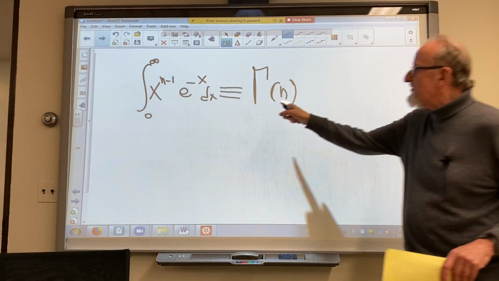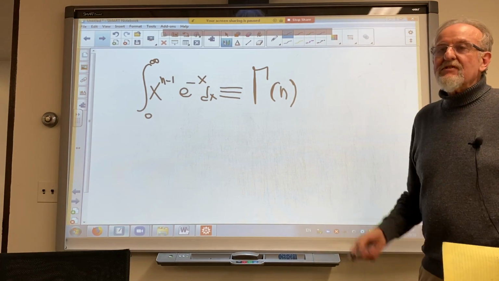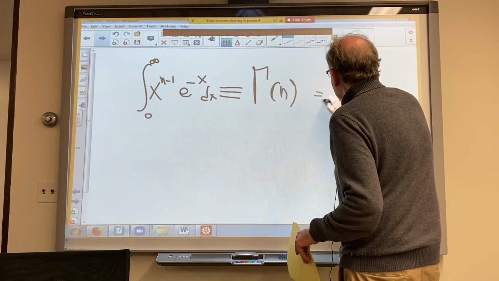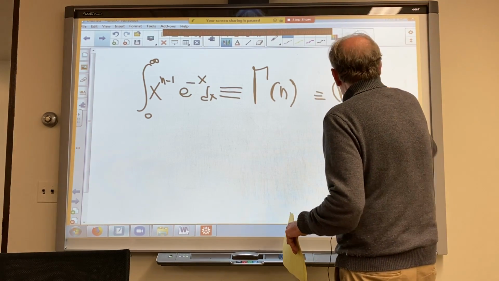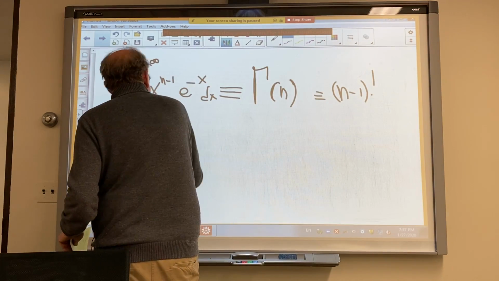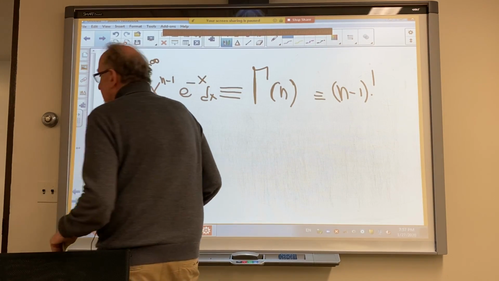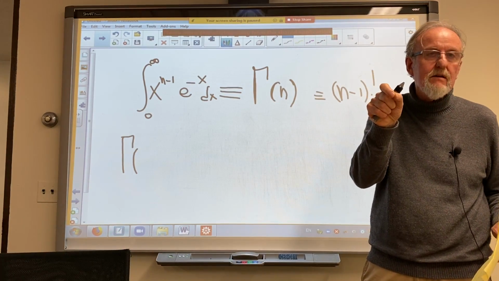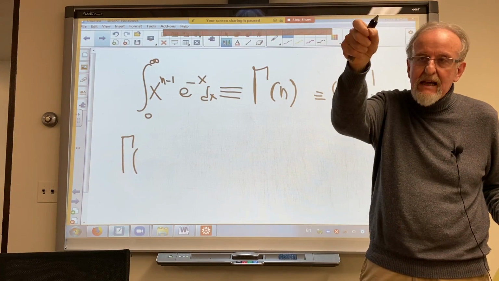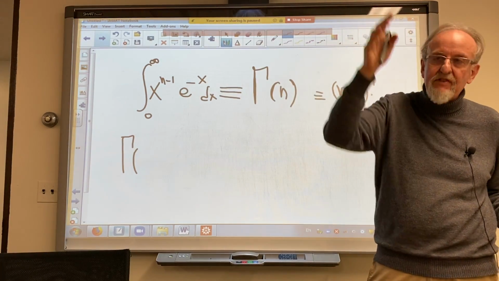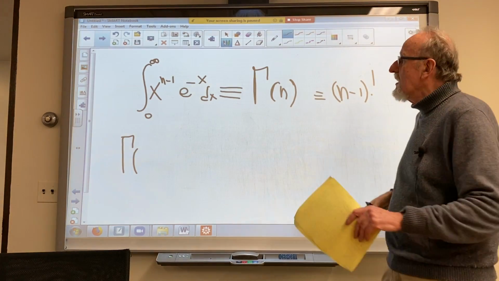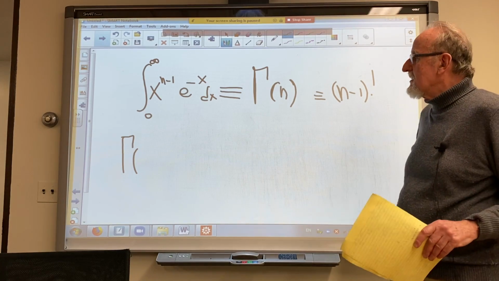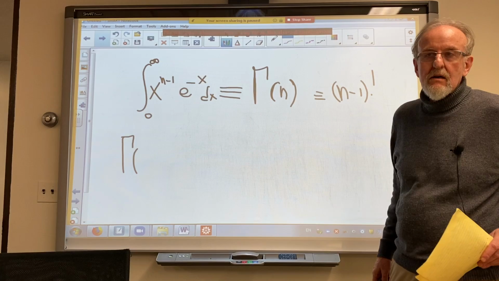So pay attention. I define it in such a way that if n happens to be an integer, gamma of n is nothing else than n minus 1 factorial. So the function gamma that is defined in that expression is such that if you calculate at an integer number, gamma of 7 is the factorial of 6, and gamma of 39 is the factorial of 38. But in principle, I can define it now for any number. I can calculate gamma of 1.3.